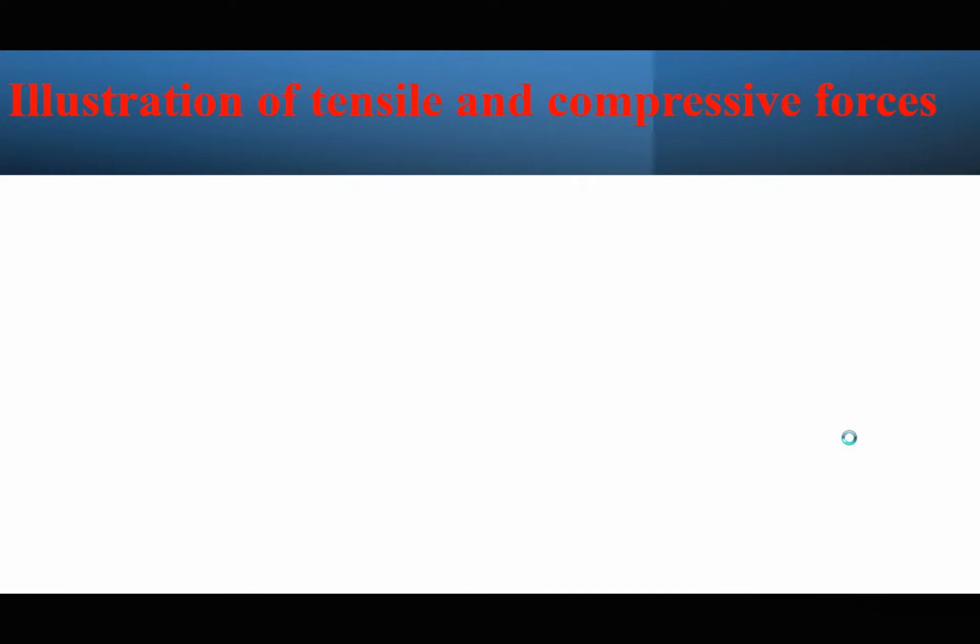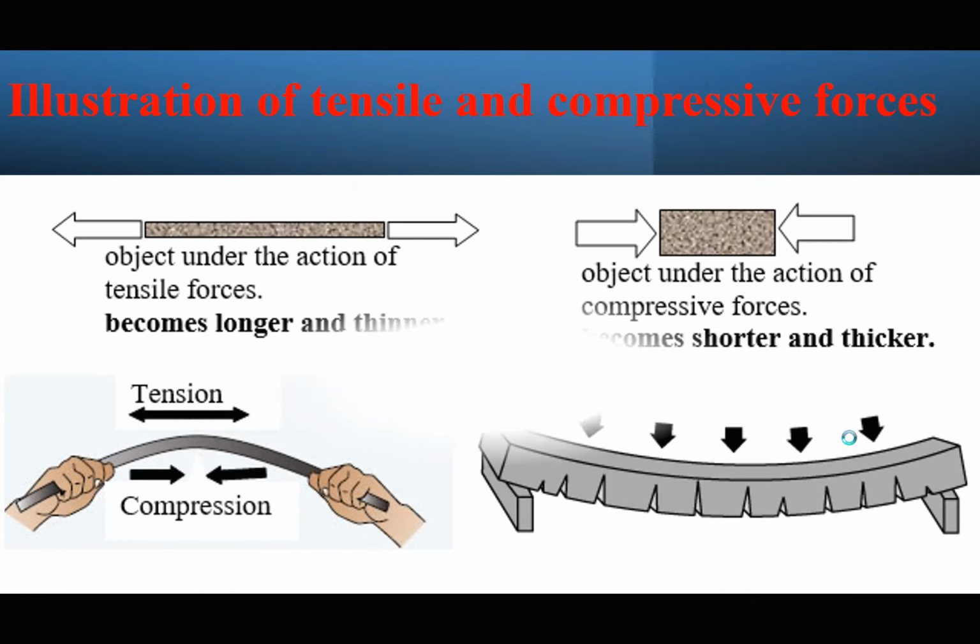So for compression and for tension, for compression, the forces act in opposite directions on the body. So the object under the action of tensile forces becomes longer and it is supposed to become thinner because the diameter or the cross-sectional area decreases as the length of the material increases. So if the same material is stretched out, its cross-sectional area decreases. So we say it becomes longer and thinner.